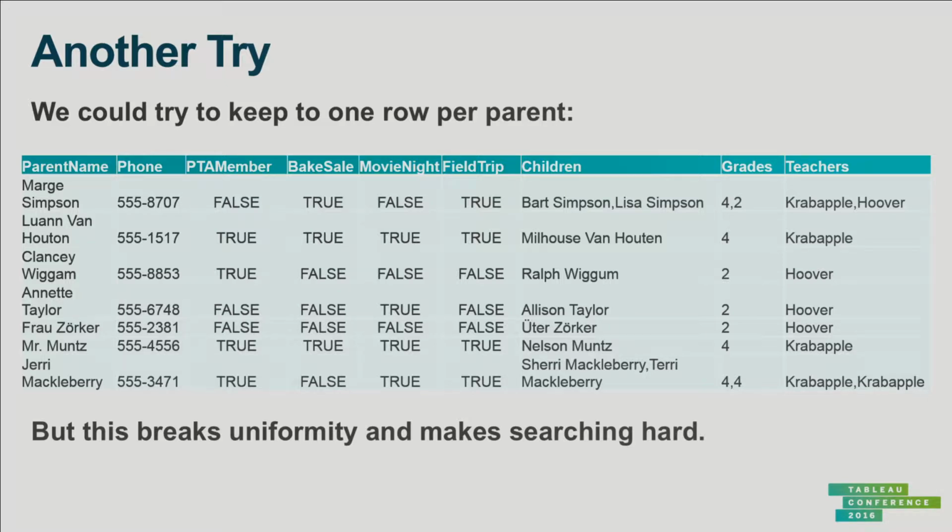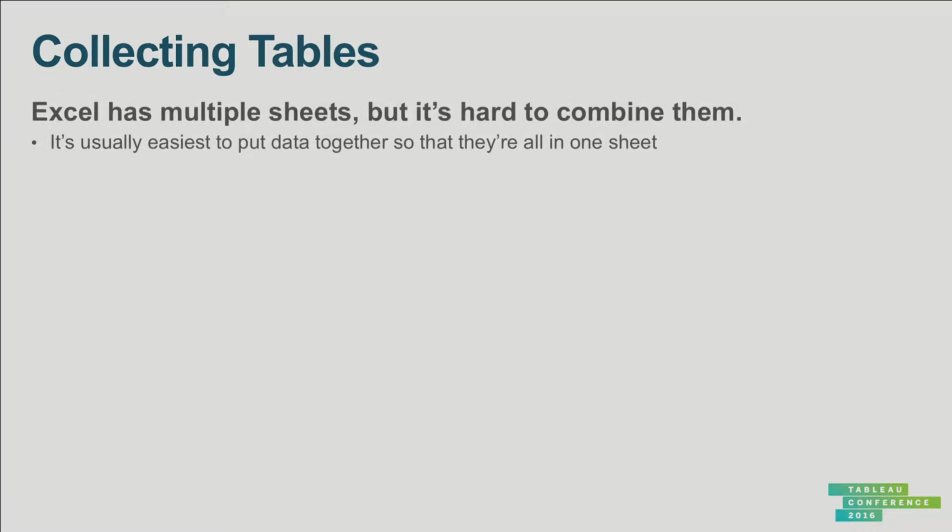How do I do a filter for this in Excel? If I want to know who's in grade 4, I have to have a drop-down. I have to say, well, if it's 4, or if it's 2, 4, if it's 4, 2. And then we've got all the other grades, right? So this becomes a real pain to deal with. So the problem at the root is that Excel does have multiple sheets, but they don't work well together.